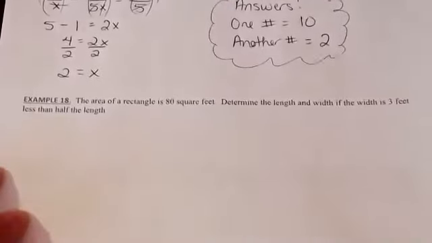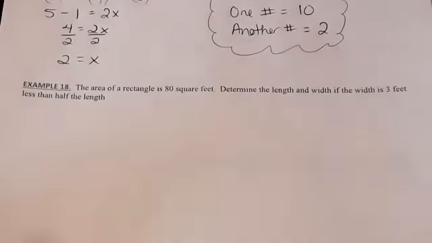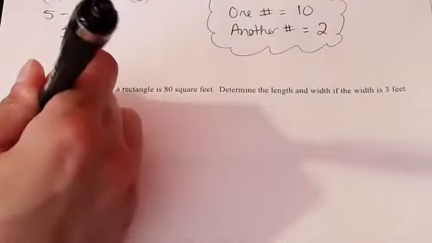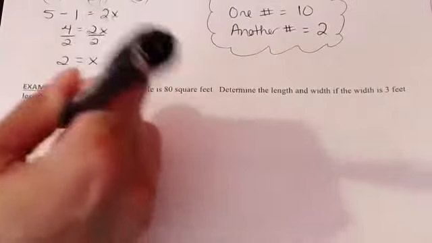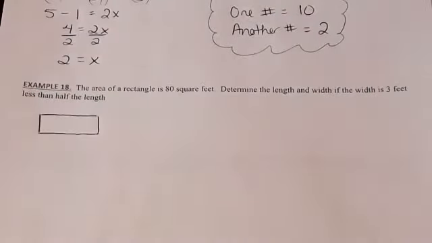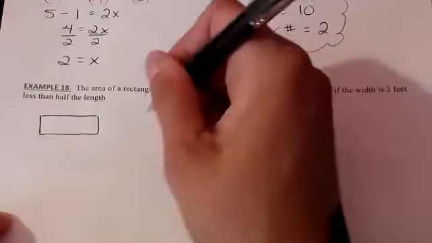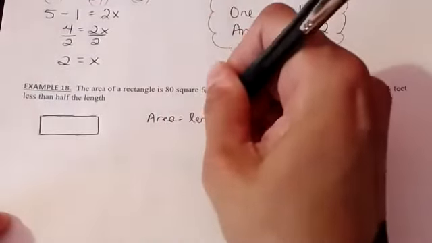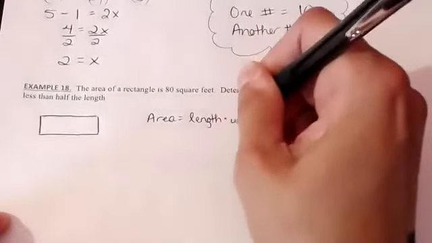Take a look at 18. The area of a rectangle is 80 square feet. I'm going to stop right there. First, we have a rectangle. Second, what's the formula for the area of a rectangle? Area is equal to length times width.